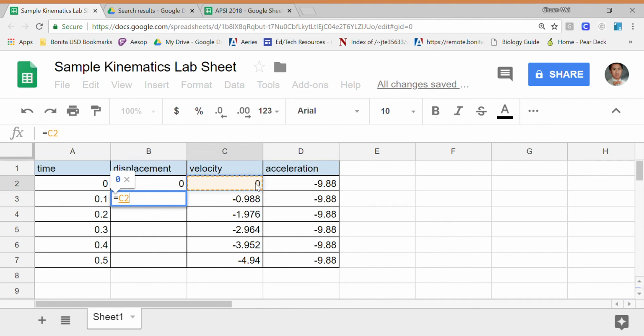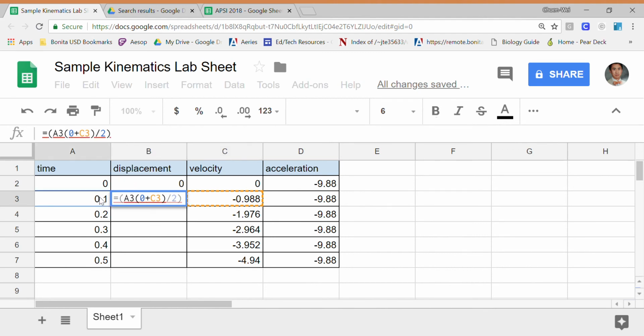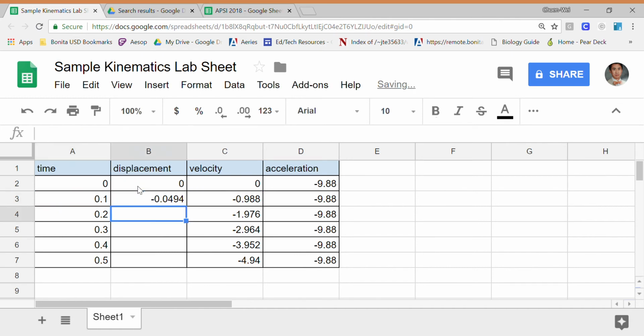Oh, I don't need to put in C2. Let's just type in 0, but it's not going to change, right? The initial velocity for all of these was 0 because you were holding it still. Plus whatever velocity at that moment. And then we take that and we divide by 2. That's going to give us the average velocity at that moment. So that average velocity at that moment, we multiply that by the time. I need a little multiply sign. There you go. And then this is the displacement.